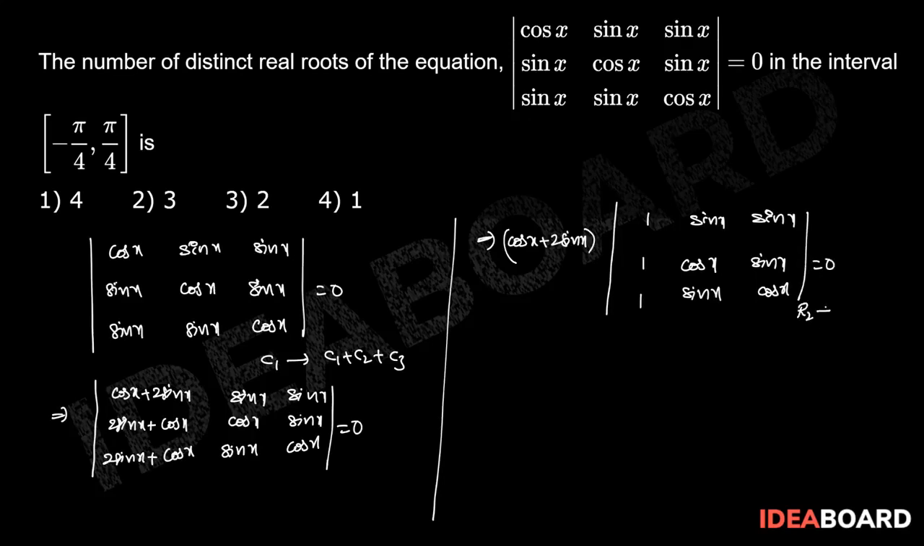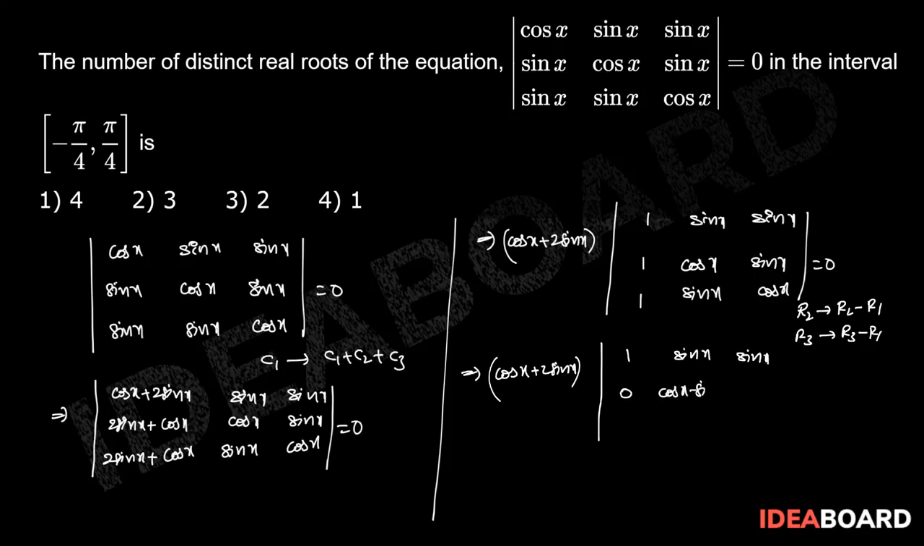Here R2 gives rise to R2 minus R1, R3 gives rise to R3 minus R1. That implies cos x plus 2 sin x into det of [1, sin x, sin x; 0, cos x minus sin x, 0; 0, 0, cos x minus sin x] equals 0. That implies cos x plus 2 sin x into (cos x minus sin x) whole square equals 0.